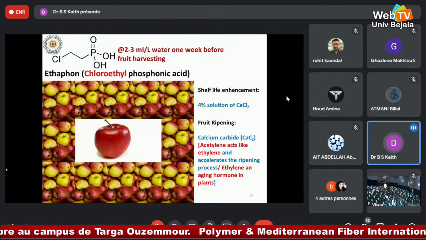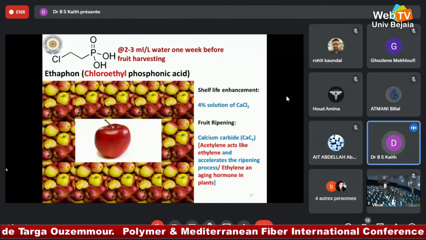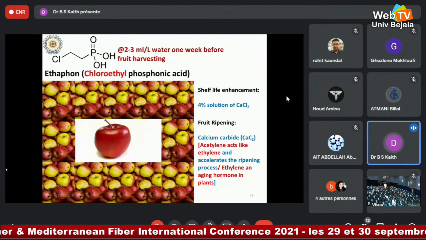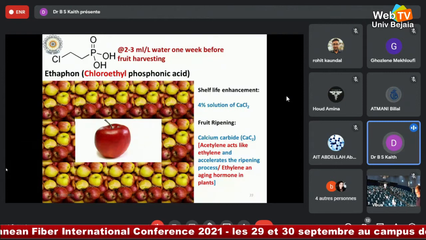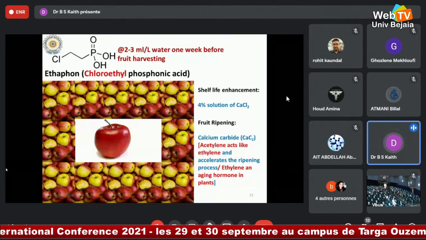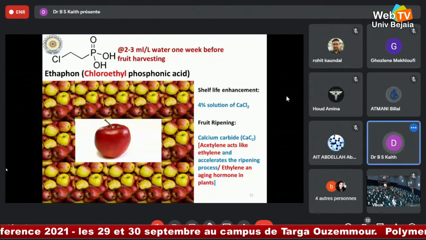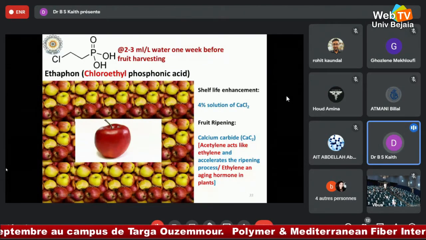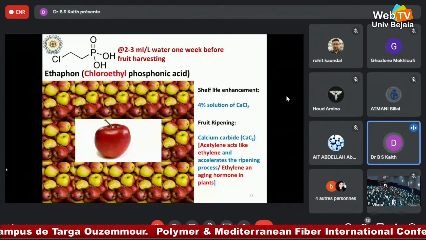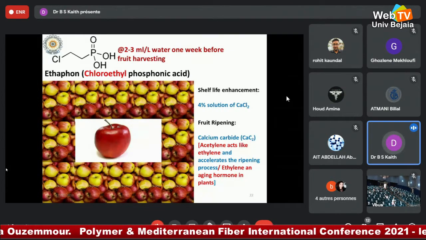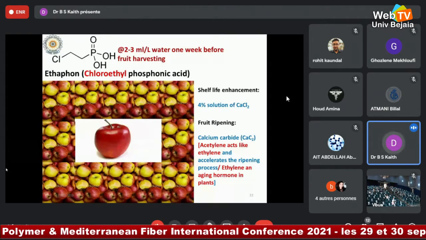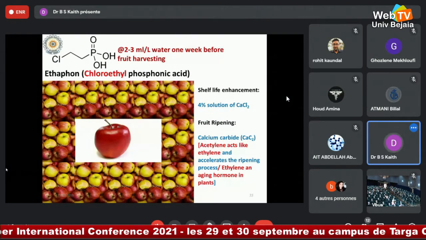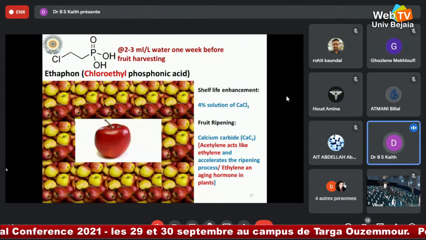I can give you a little example here. Take the example of ethephon, and chemically speaking, it is chloroethyl phosphonic acid, and it is used by the farmers and by the fruit growers for giving a good color to the fruits. And if you give a spray at the rate of 2 to 3 ml per liter of water one week before harvesting the fruit, you will find a good quality, really fascinating fruits. But the problem is, it's a chemically treated fruit.